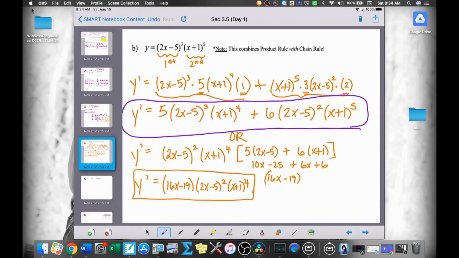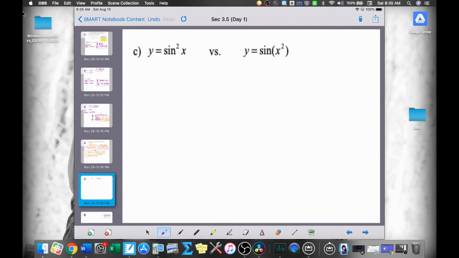So I will let you know in the instructions how far I expect you to go in terms of simplifying. But for a problem where you combine product rule with chain rule, the one that I just circled in purple would be what I would expect your answer to look like. Letter C is a great problem to consider.